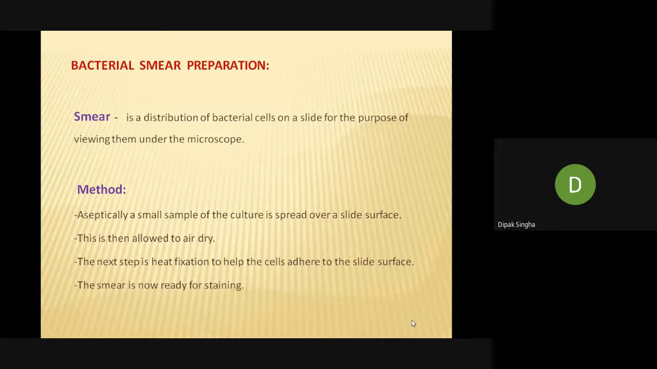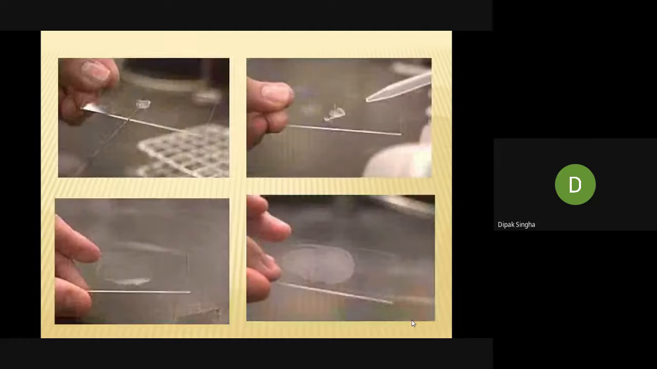First, you prepare a smear, which is a distribution of bacterial cells on the slide for the purpose of viewing them under the microscope. The method is done aseptically. In microbiology all these processes are done aseptically. A small sample of culture is placed over the slide surface and allowed to air dry. The next step is heat fixation, to help the cells adhere to the slide surface, and the smear is now ready for staining. Clear? If you have any question, please ask me.